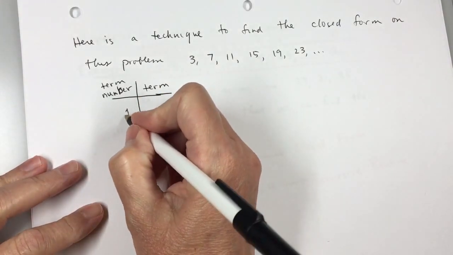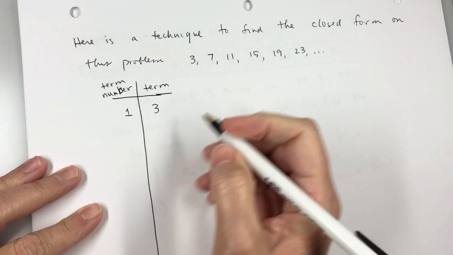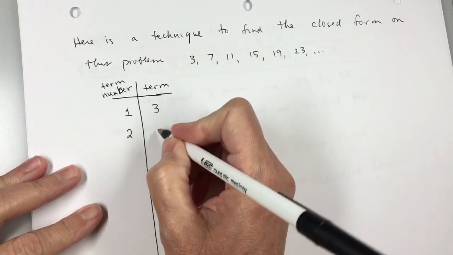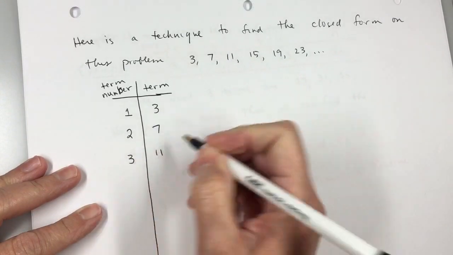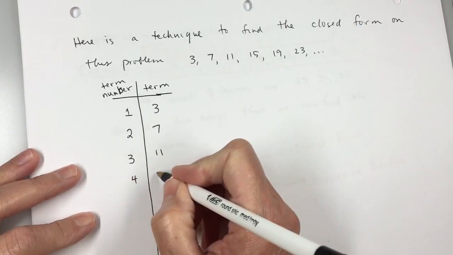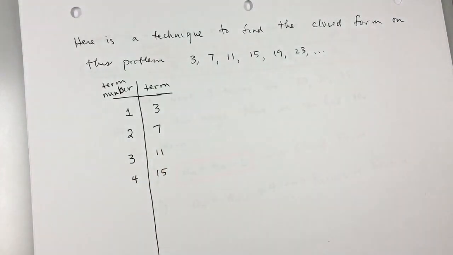And so when I had term number 1, I got 3. When I had term number 2, I had 7. When I had term number 3, I had 11. When I have term number 4, I have 15. Now the key to doing this problem is not to look at your final result, but look at how you got 7. And what did I do to get 7?